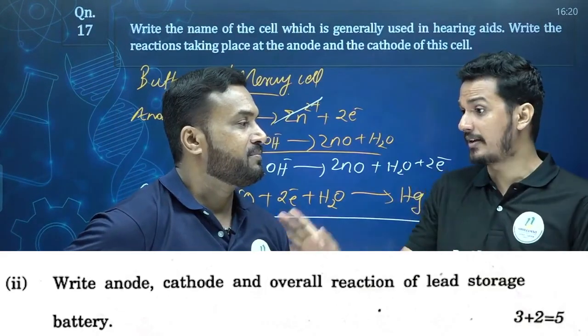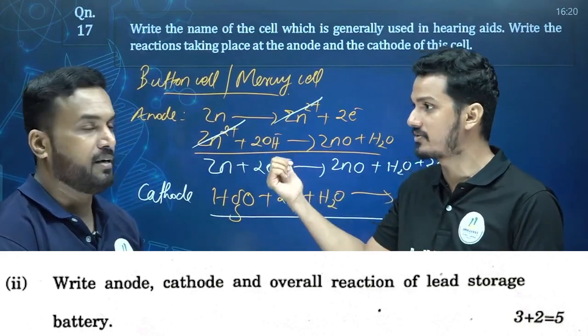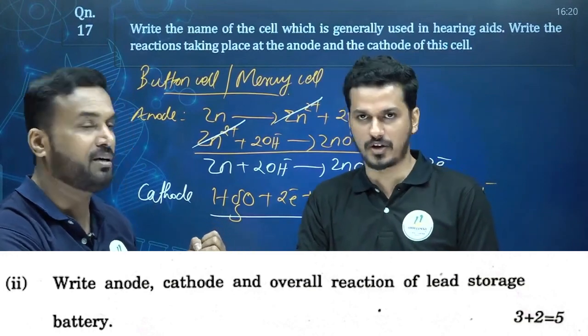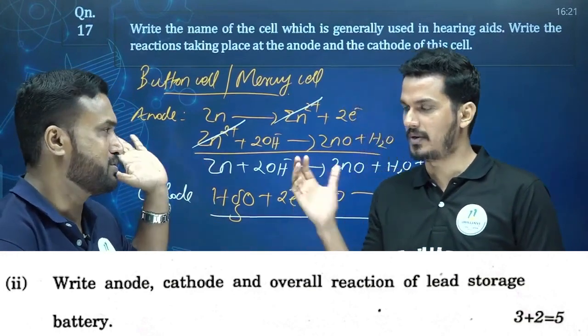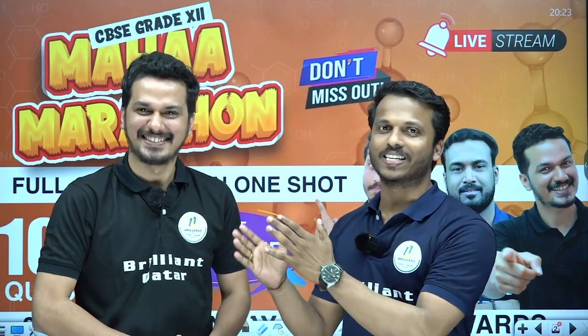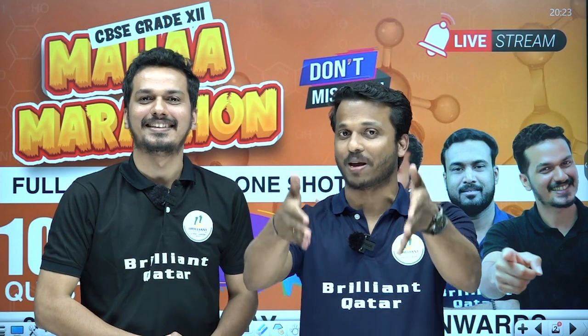I think whenever they are learning about cells, they have to focus more on the lead acid battery, and as well as the H2O2 fuel cell. More chances for the lead storage battery, fuel cell, and even mercury also. Hope you all saw that evidence we discussed in the Maha Marathon session. I hope you are able to see that in your board exam paper now.